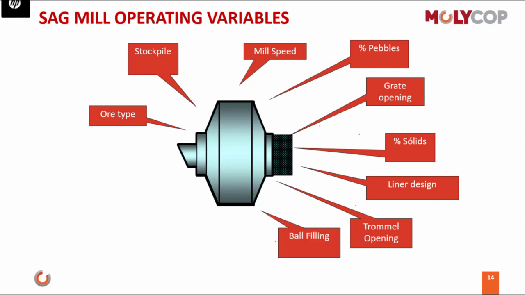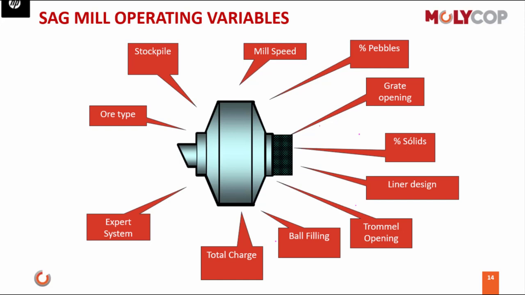What is the right ball filling in the mill? At the beginning, many years ago, the SAG mill began to operate at 8 to 12% ball filling, and now some operations go up to 20% ball filling. What is the right number? Another one is the total charge. What is the right total charge? The higher, the lower? What is the balance between the total charge and the ball filling? Another variable is a complementary expert system for trying to handle all these kinds of variables.